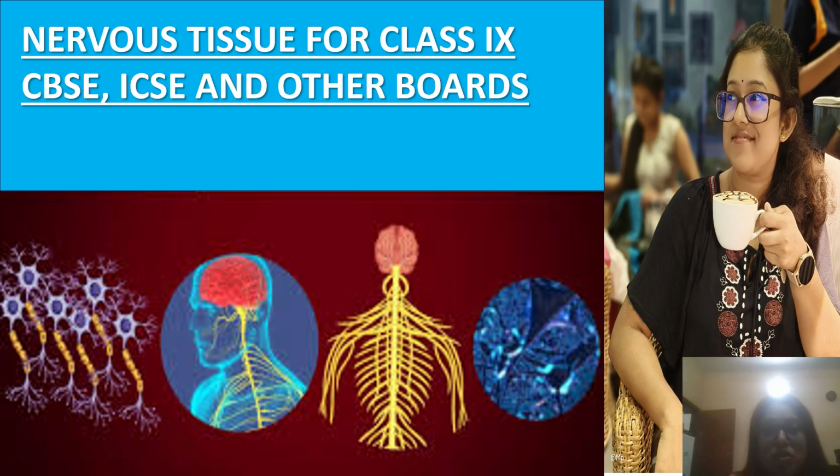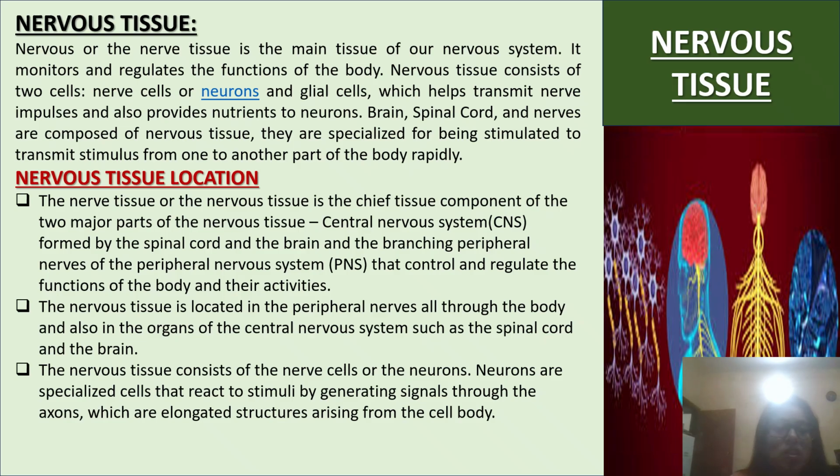Chapter is Tissue and topic is Nervous Tissue. Nervous or nerve tissue is the main tissue of our nervous system. It monitors and regulates the function of the body. Nervous tissue consists of two cells, nerve cells or neurons and glial cells, which help transmit nerve impulses and also provide nutrients to neurons. Brain, spinal cord and nerves are composed of nervous tissue. They are specialized for being stimulated to transmit stimulus from one part of the body to another.